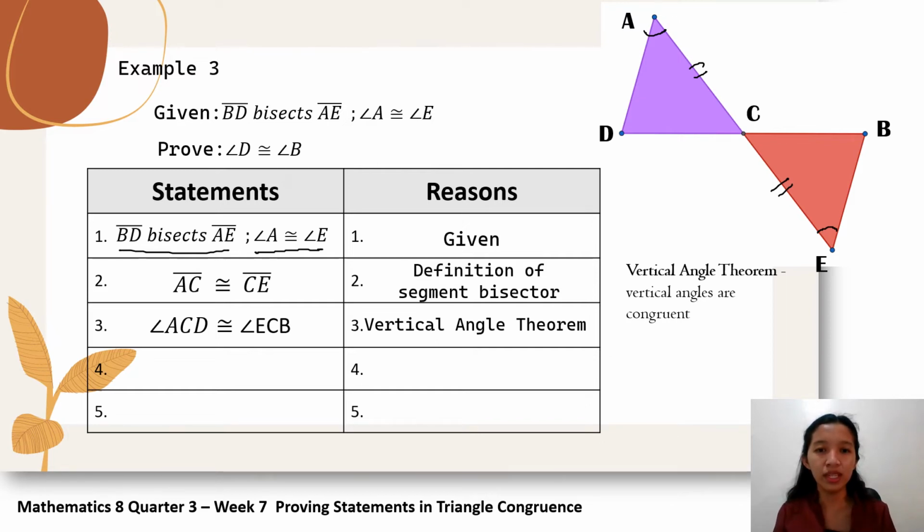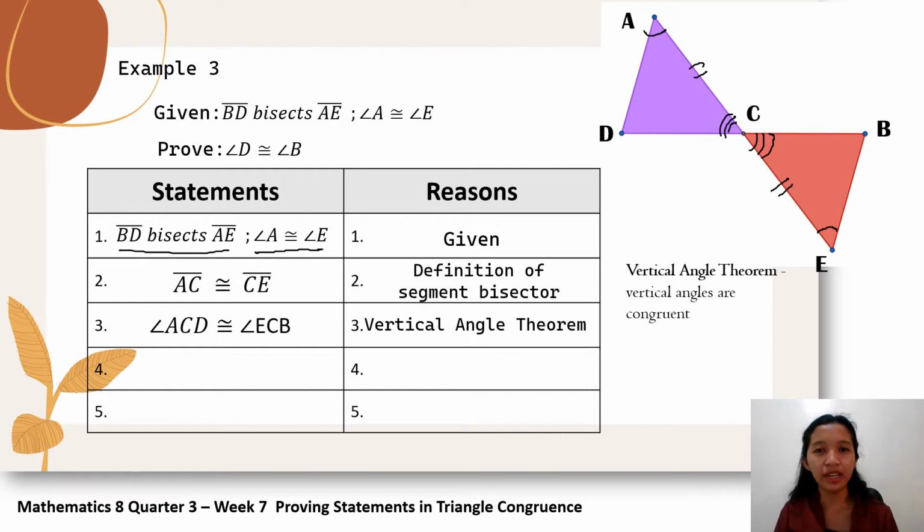So if they are congruent, then we can put markings on that. Let's put our third markings here, like that, as a sign that they are congruent. So let's analyze the figure again. As you can see, we already have three congruent parts: this is an angle, a side, and also an angle here.